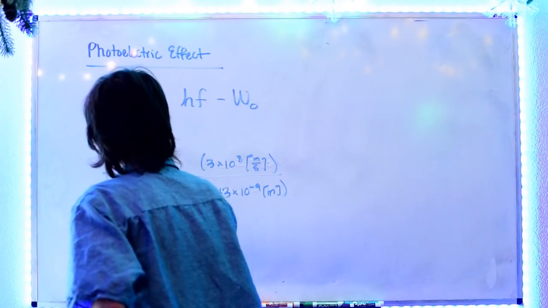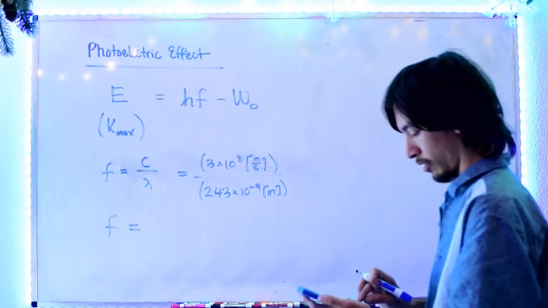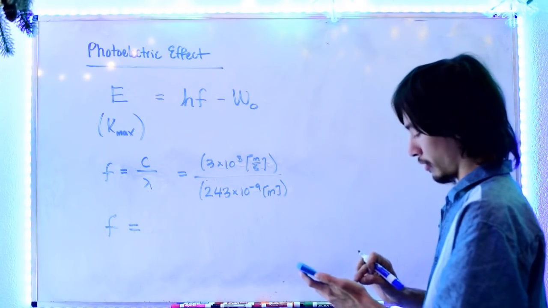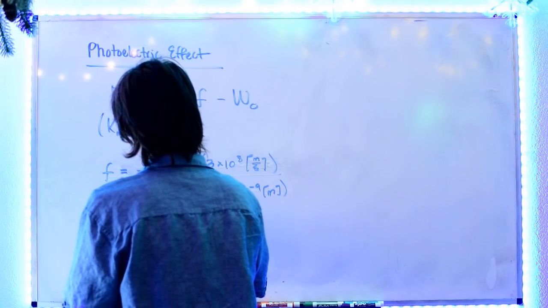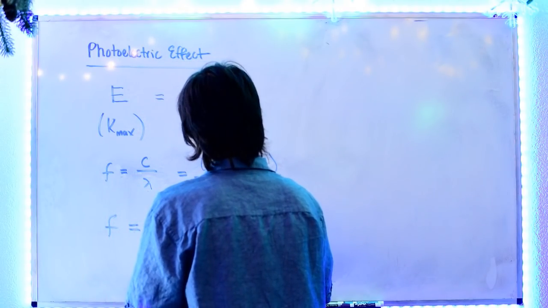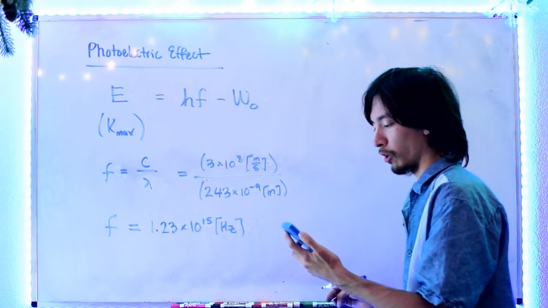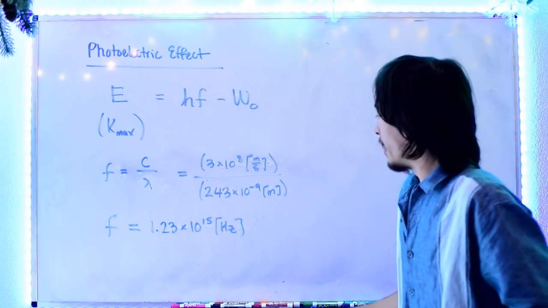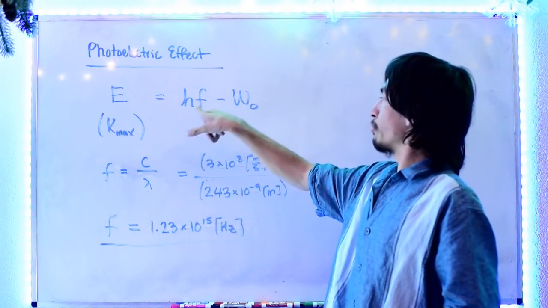And you get the frequency of light that you're shining to be 3 times 10 to the 8th on top, divided by 243 times 10 to the minus 9th on the bottom. So you get 1.23 times 10 to the 15th hertz. The precise number is 1.2345678 9, so a little funny. That's the frequency you plug into here.